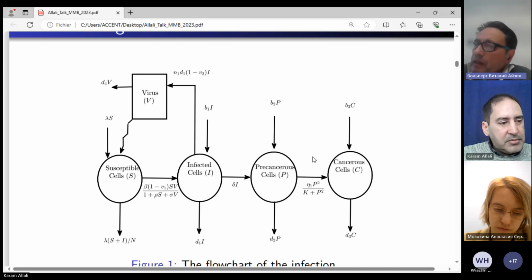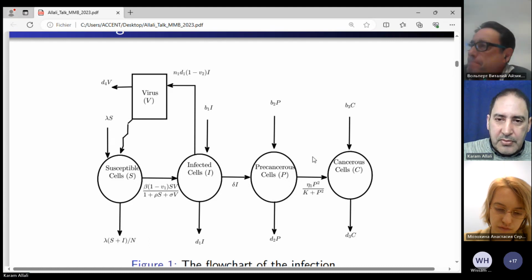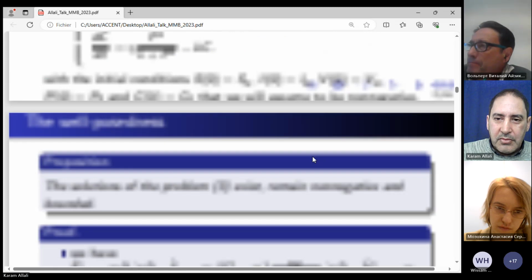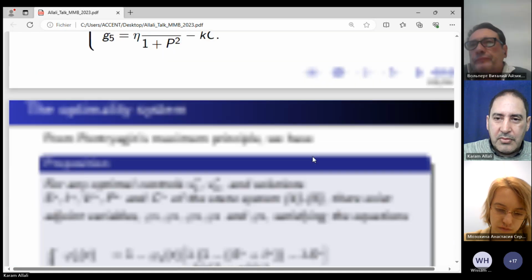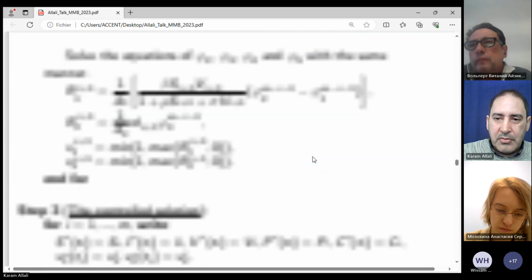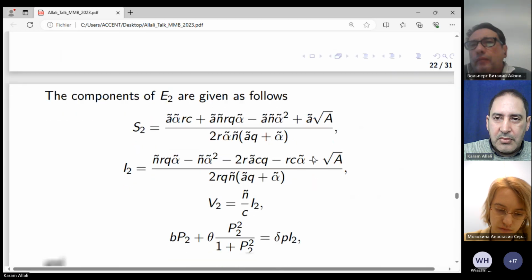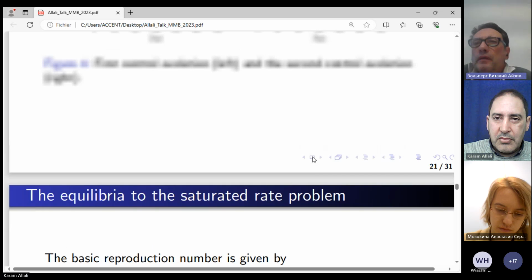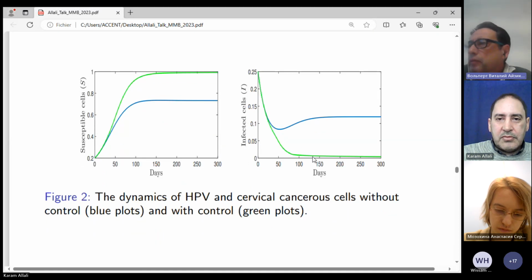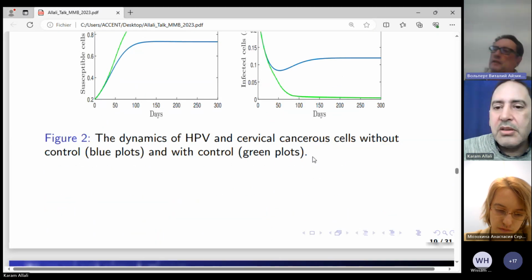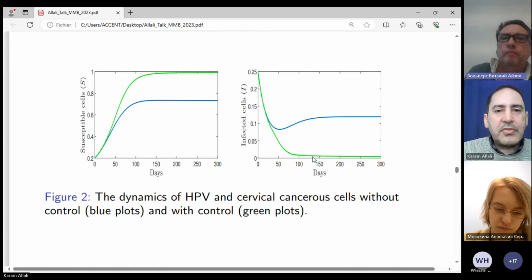Okay, let's then continue with the results of this optimal control problem. If you show, please, slide number 19. Yes. Maybe. Yeah. Okay. Yes. Exactly this one. Yes. Figure 2. Yeah. Very good.